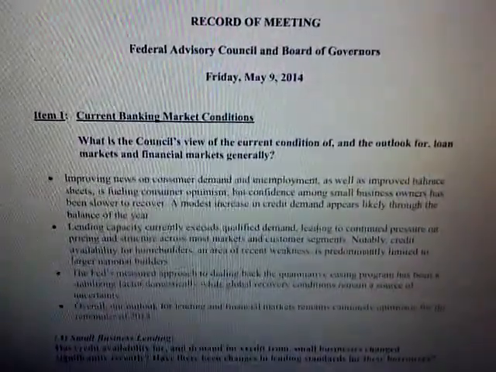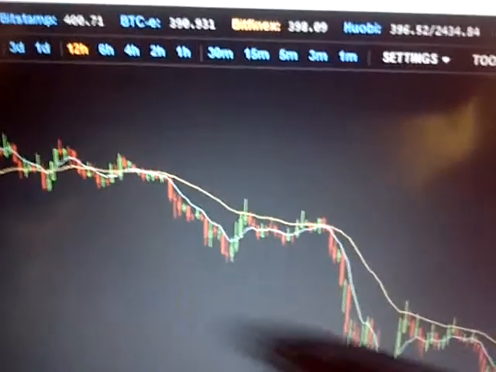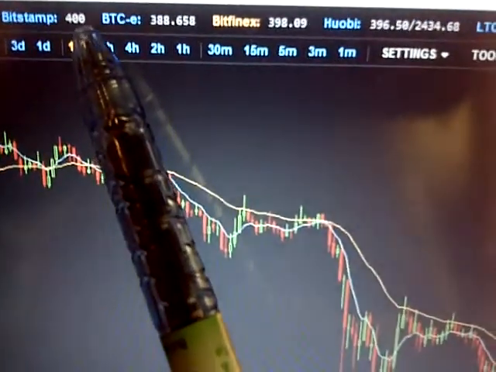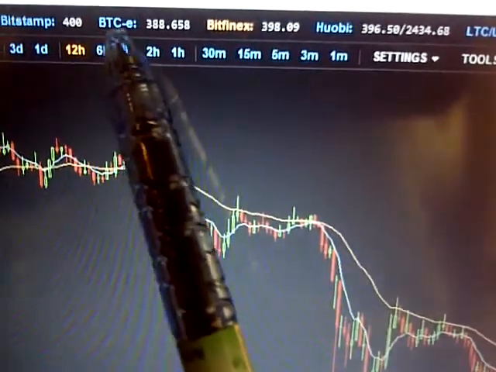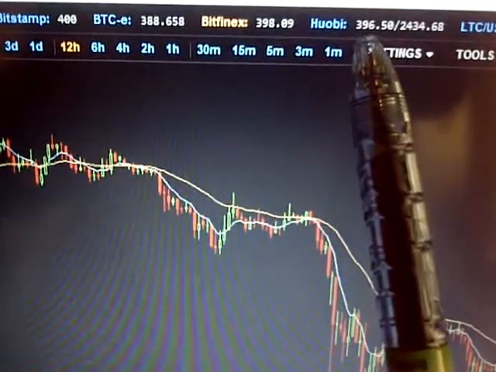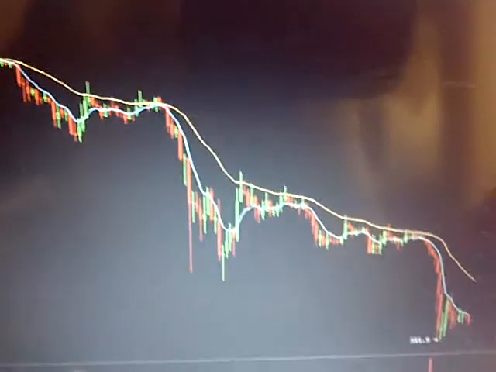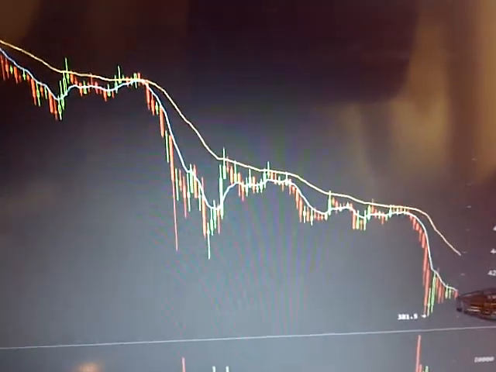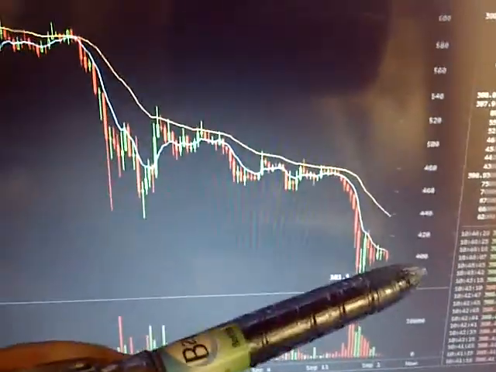So anyways, let me end it on a chart here. There we go. I'm still on Bitfin. Let's do a quick price analysis. Bitstamp's at 400. Bitfin is lower. Now Bitstamp is higher. BitC is the lowest, and then the Chinese is kind of in there with Bitfin. So Bitstamp is going to be highest now. So hopefully that can translate into either going sideways or up.